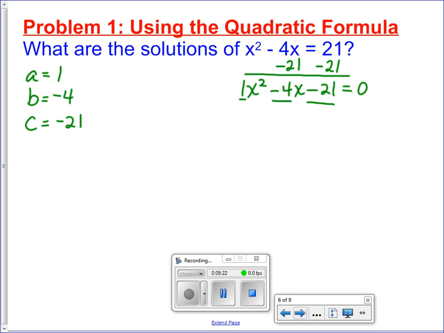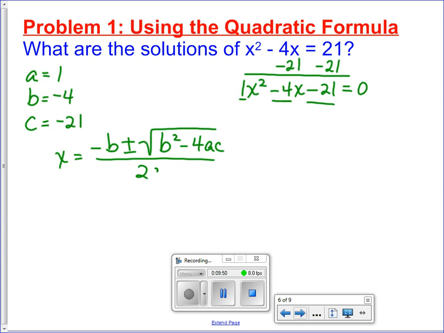Now, every problem you work with the quadratic formula, if you write the formula before you substitute in the numbers, you'll have it easily memorized. So here we go, and I'm going to sing it again as I write it here on the board. X equals negative b plus or minus the square root of b squared minus 4ac all over 2a. All right, let's substitute in the values we know.